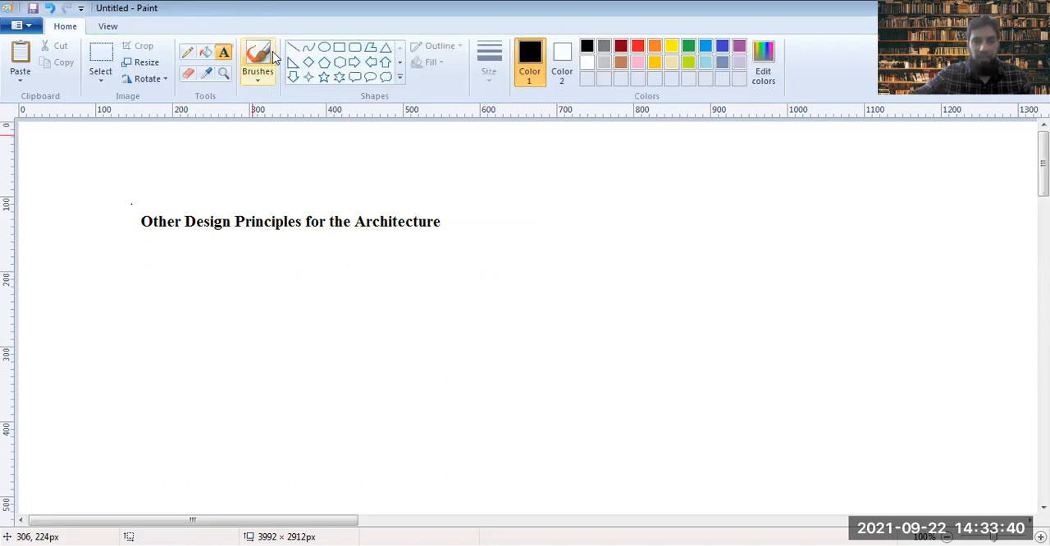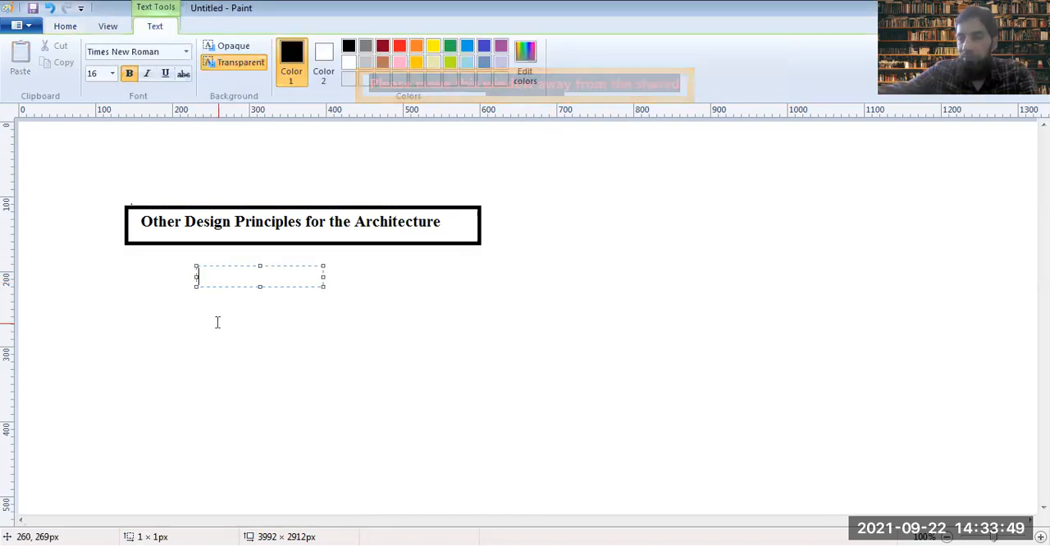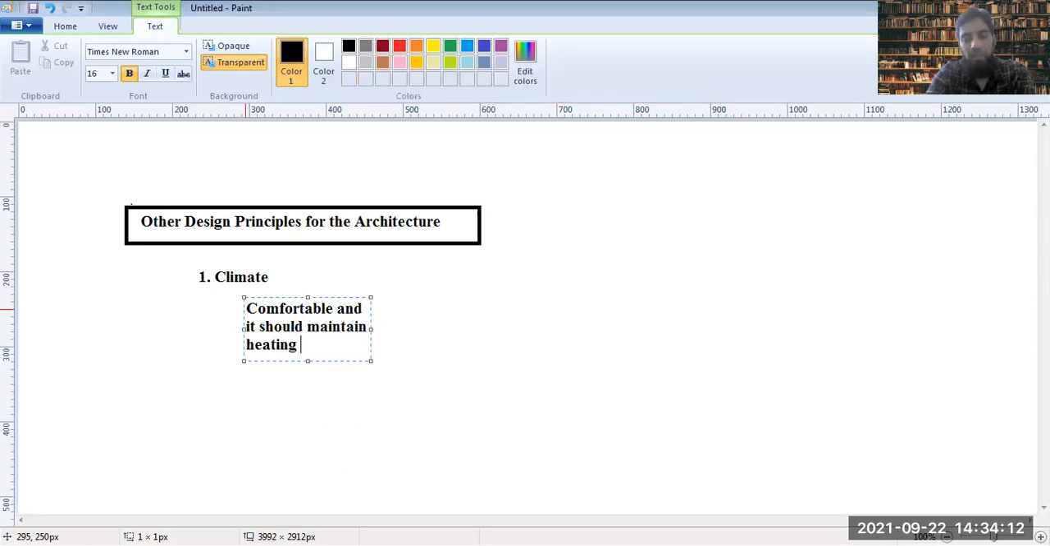First of all, what do you design for a building? That is for a particular climate. You design for a particular climate. Now, when you are taking a particular climate, it should be ensured that your house is comfortable and it should maintain heating and cooling properly in the structure.